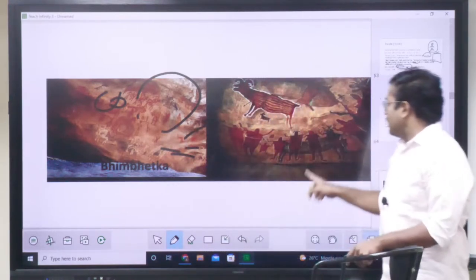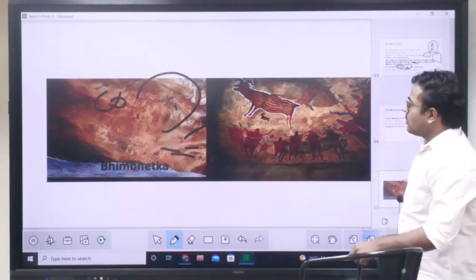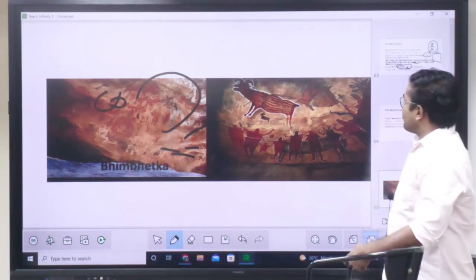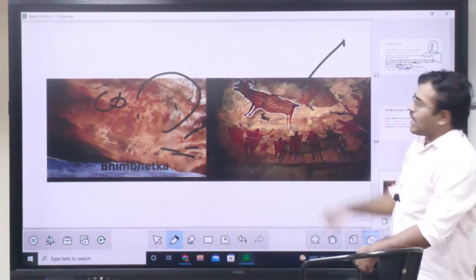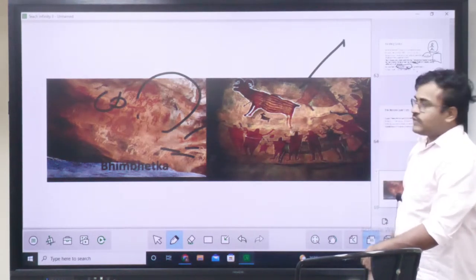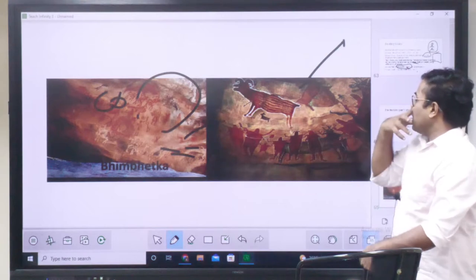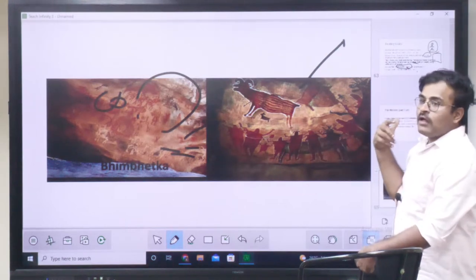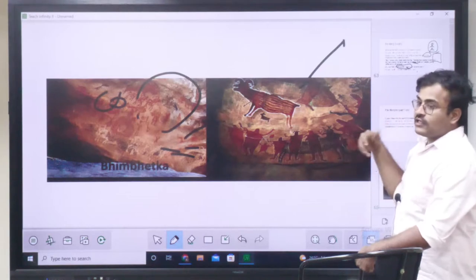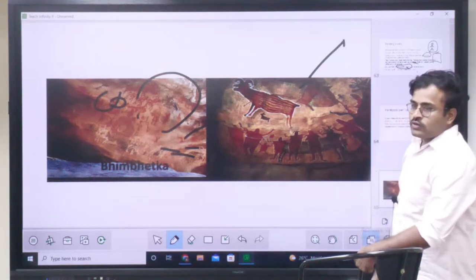And this is one more painting from the Bimbetka region only. This shows some animal images, and people praying towards the animal. So this gives some information about the spiritual and religious practices of the Mesolithic people too. So this is one more thing.